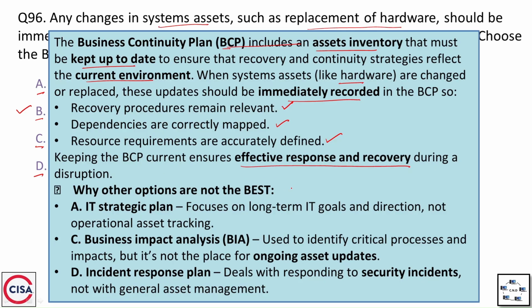Why the other options are not the best? Option A, IT strategic plan, focuses on long-term IT goals and direction, not operational asset tracking. Option C, business impact analysis, is used to identify critical processes and impacts, but it's not the place for ongoing asset updates. And option D, incident response plan, deals with responding to security incidents, not with general asset management.